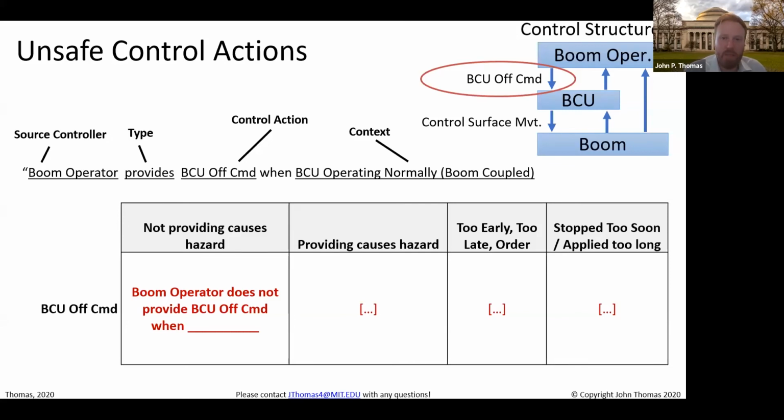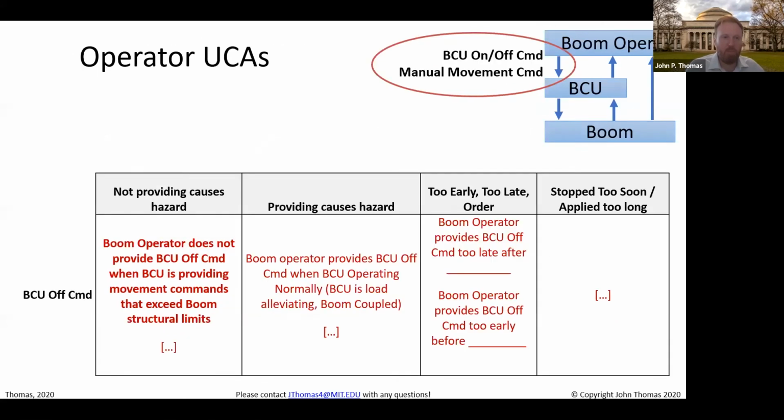You've got it. There's more than one, again, but I've seen this expressed in a number of different ways. Here's one way to phrase that. When the BCU is providing movement commands that exceed some structural limits, and we can figure out what those limits are, if that's happening, you need to turn that thing off right away before it causes serious damage.